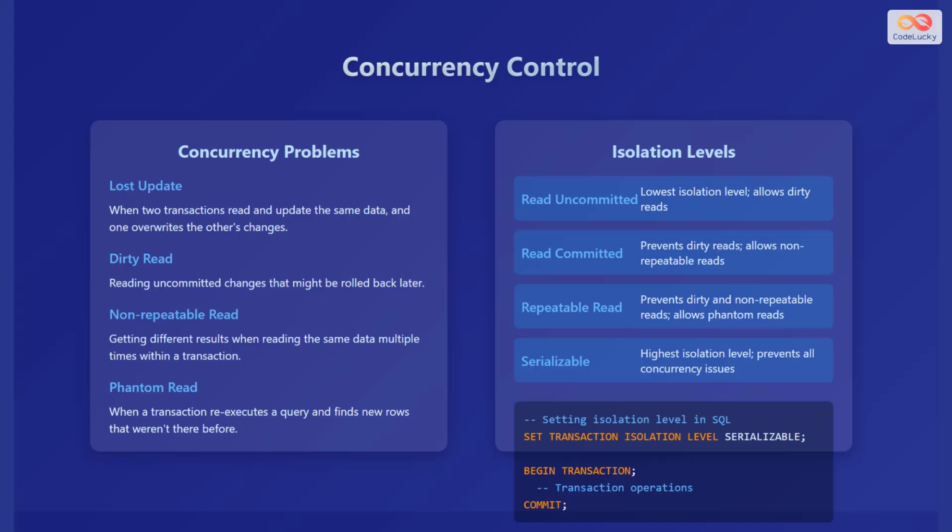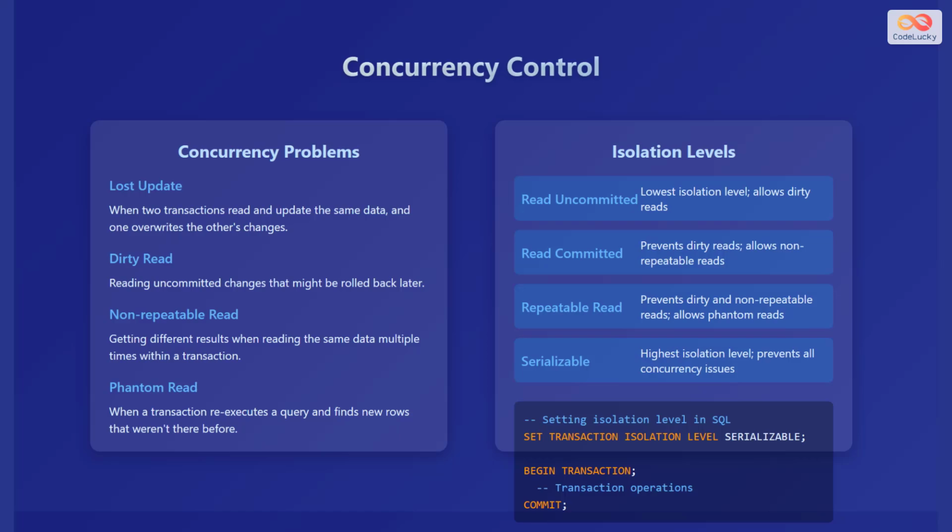Concurrency control is essential to manage simultaneous access to a database by multiple users. Without it, problems like lost update, dirty read, non-repeatable read, and phantom read can occur. The isolation levels are used to control the degree to which concurrent transactions are isolated from each other.